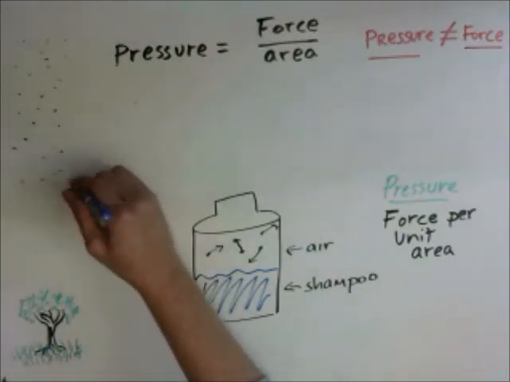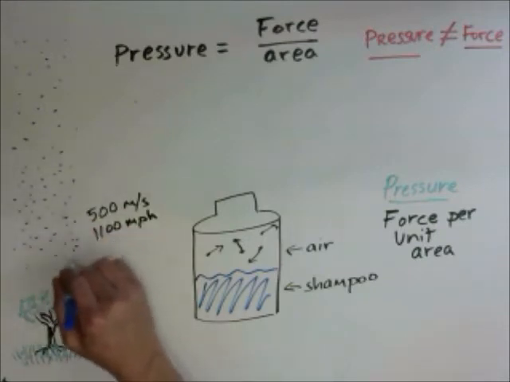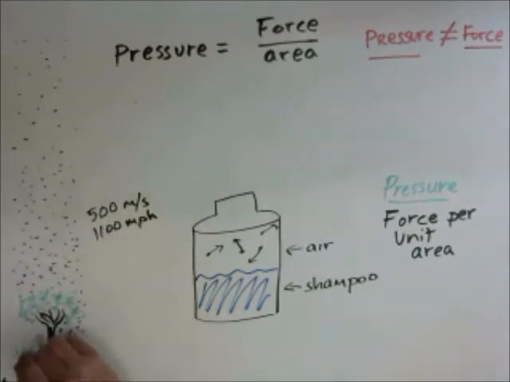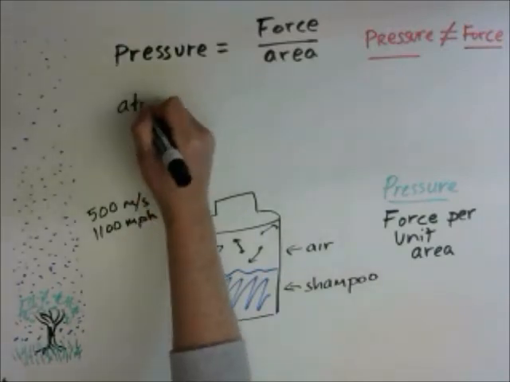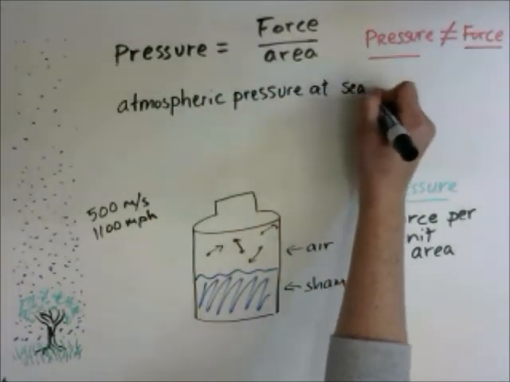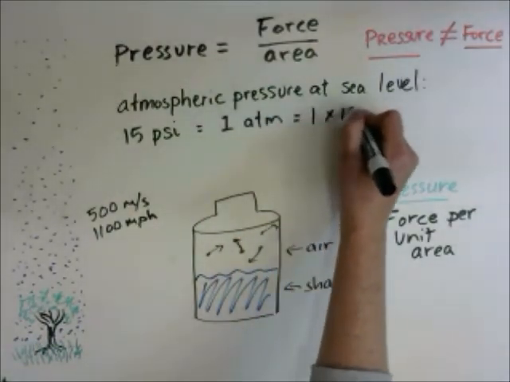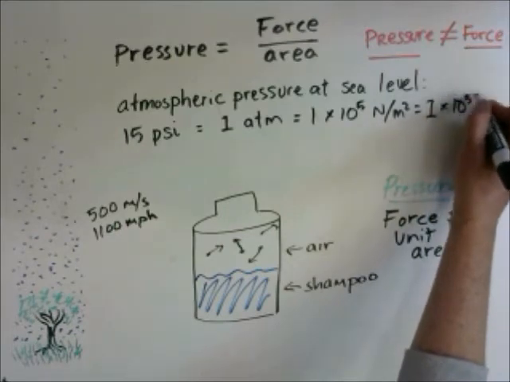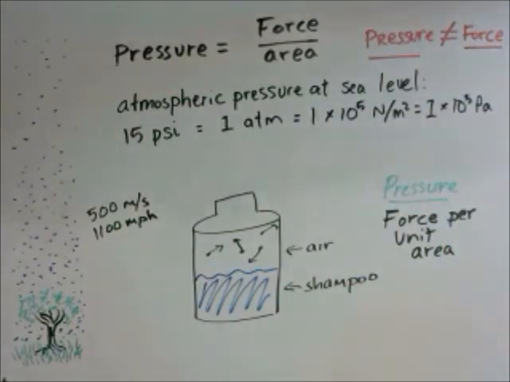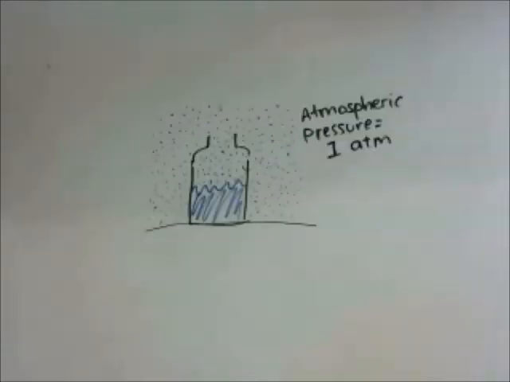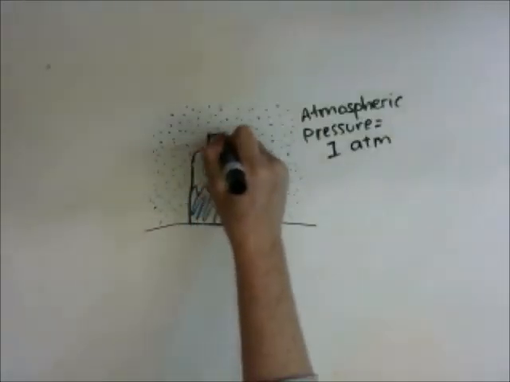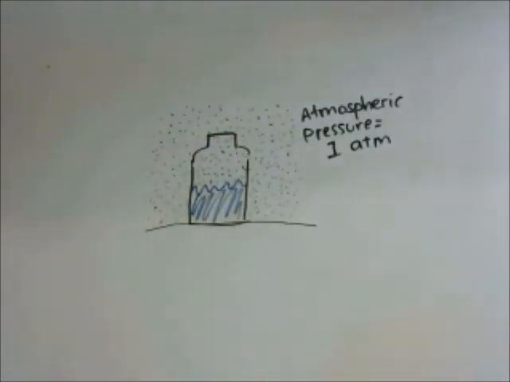Let's consider the air molecules in the Earth's atmosphere. Because of the weight of the air in the Earth's atmosphere, the pressure of the air at sea level is around 15 psi, or pounds per square inch. In physics, we typically use the units of atmospheres, newtons per meter squared, or pascals. Standard atmospheric pressure is 1 atmosphere, which equals 1 times 10 to the 5th newtons per meter squared, or 1 times 10 to the 5th pascals.